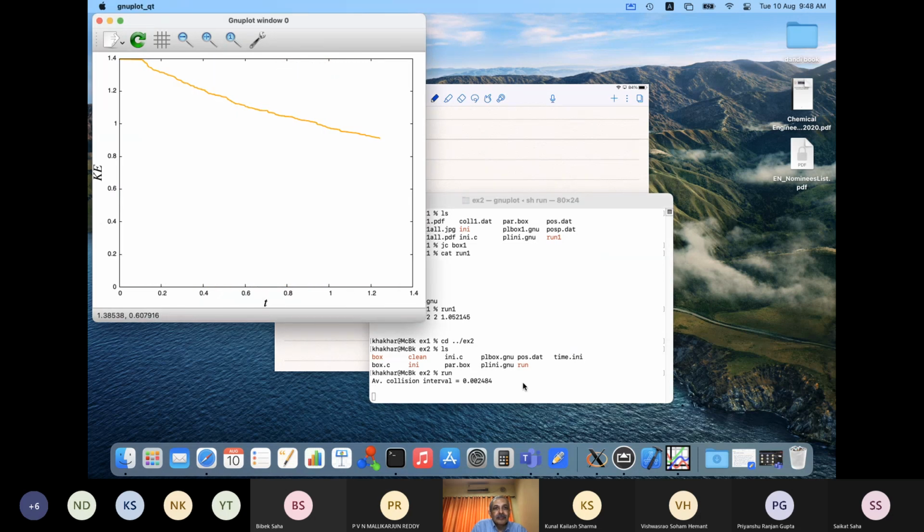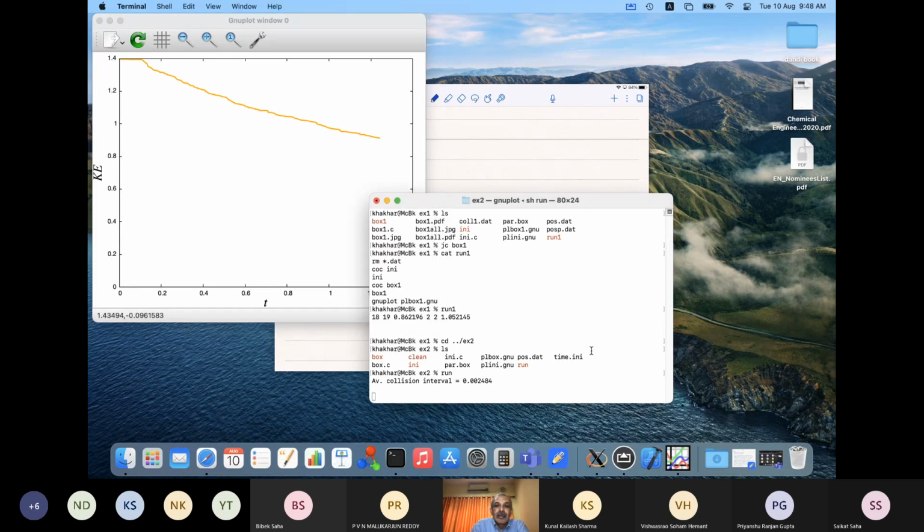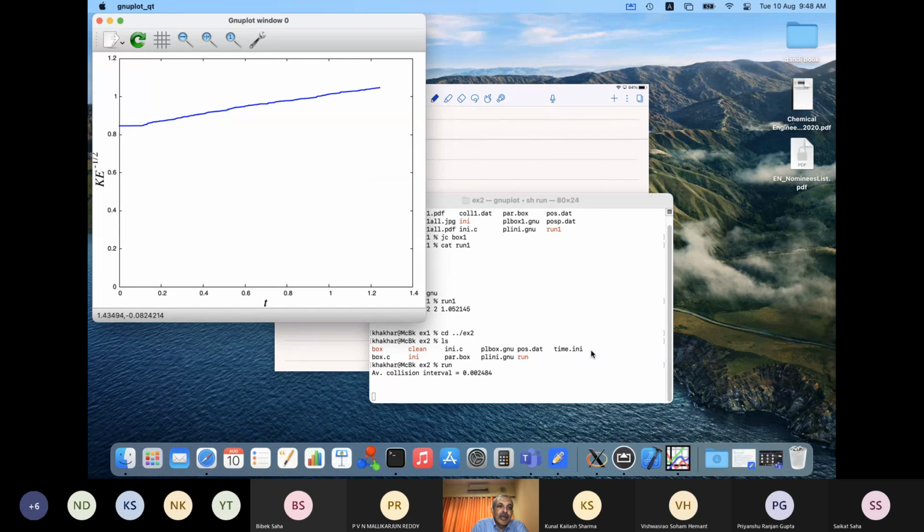And this is the plot of the kinetic energy versus time. You can see that because the collisions are inelastic, the kinetic energy is reducing with time. And if you plot 1 by square root of the kinetic energy, you see it increases linearly with time. We'll see why when we do the theory for this granular system.